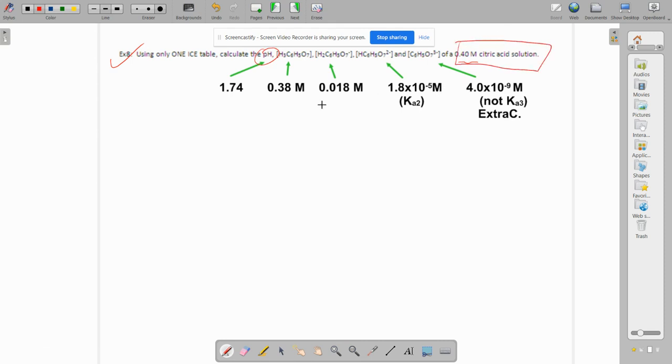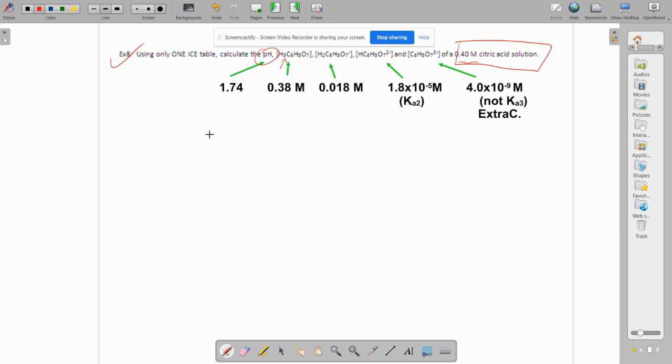Okay. Now, interestingly enough, this is a triprotic or a polyprotic acid. It has 3 acidic hydrogens. So what does that mean? You got to do the first ice table. You got to do the second ice table. You got to do a third ice table. Okay. So that's what makes this one different.